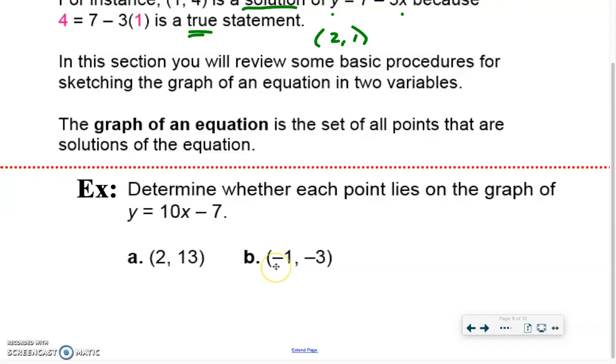All right, I'm going to stop the video here. I would like you to go ahead and try this next example, just verifying that when you put a 2 in for x, we get a 13 out for y, and then let's try the same thing for part b. So go ahead and give that one a shot while I stop this video and upload, please.